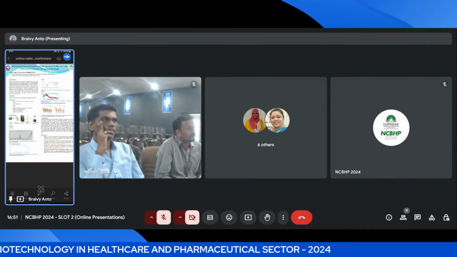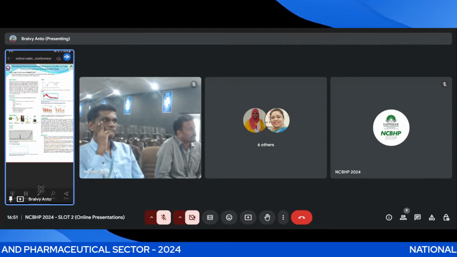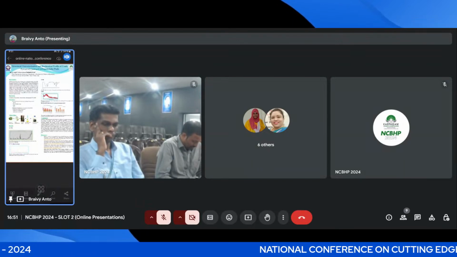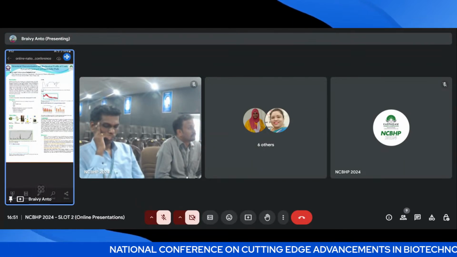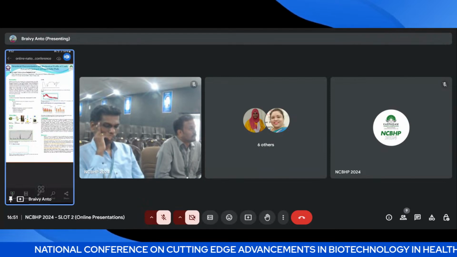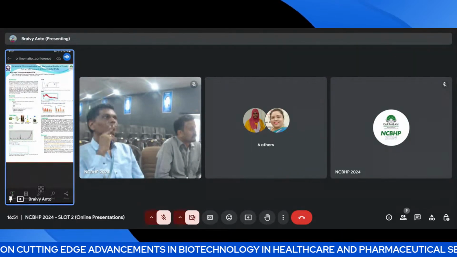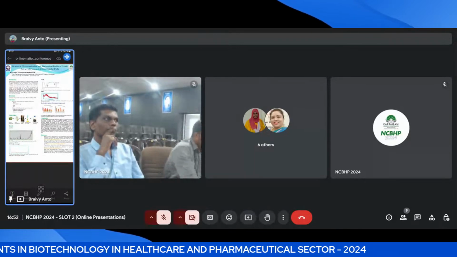And coming to the FTIR, here 10 peaks are there. FTIR is used to check which functional groups are present within the sample. And coming to the XRD, here 9 peaks are there, and this is used to check the crystallographic structure of the sample.